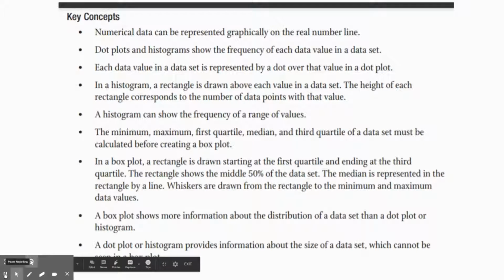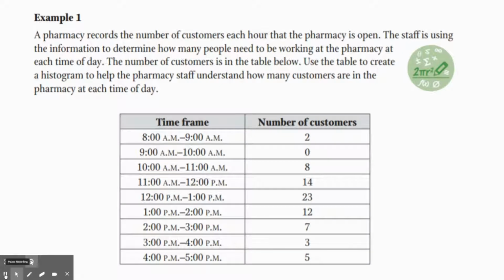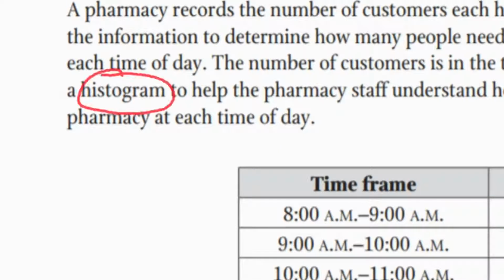Unit 4 is all about statistics. Today we're going to be looking at dot plots, histograms, and box plots. For example 1, we're going to be taking a look at a pharmacy that has recorded the number of customers coming in during a specific time frame. And then we are going to make a histogram.